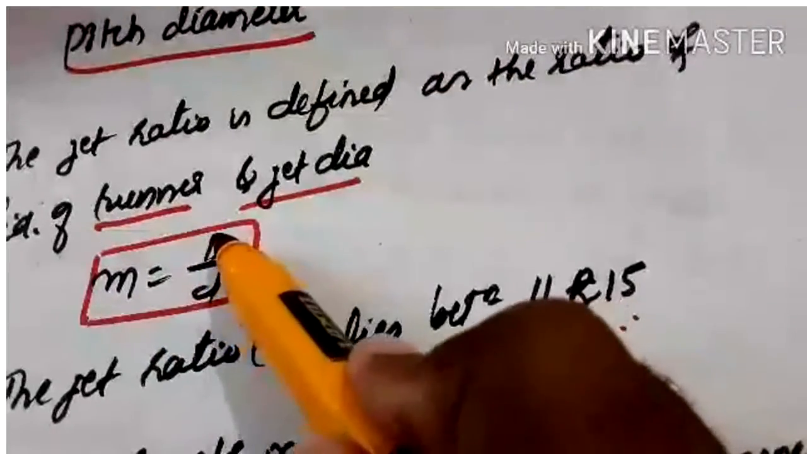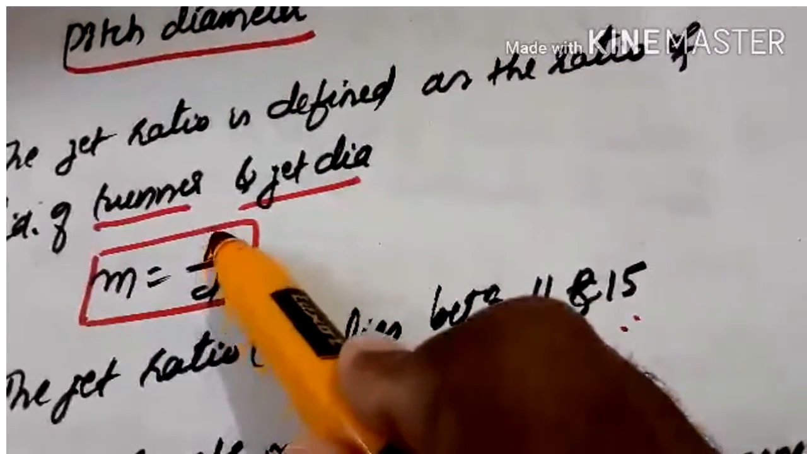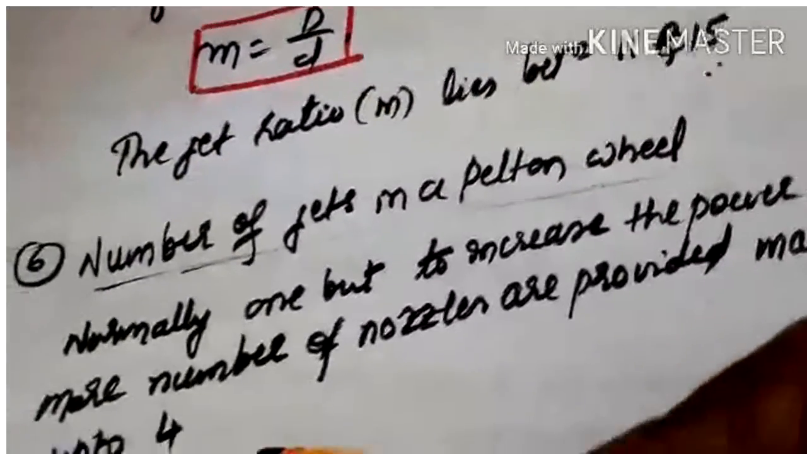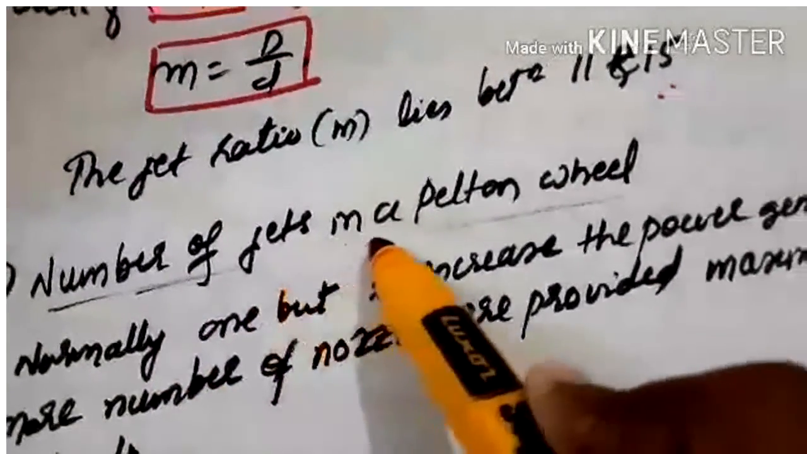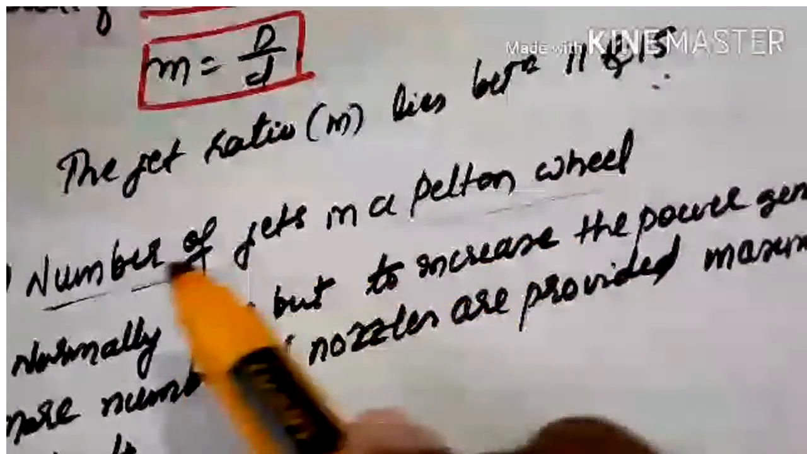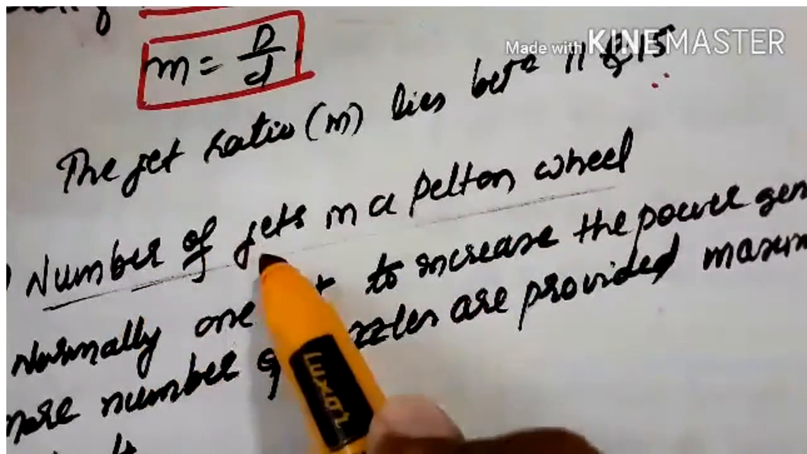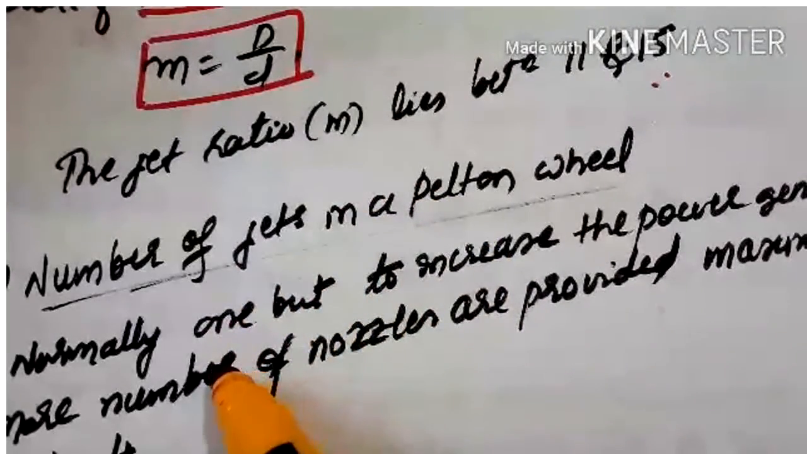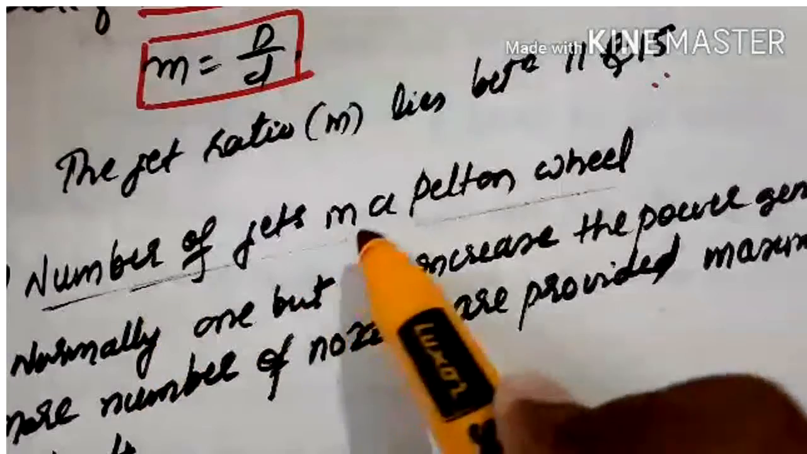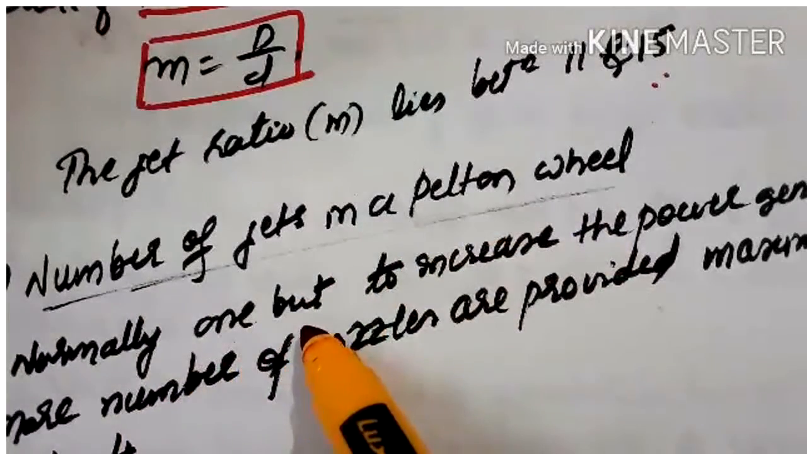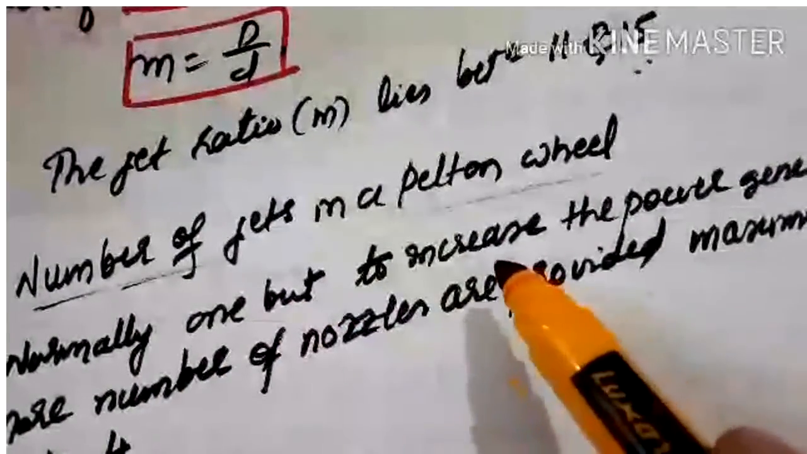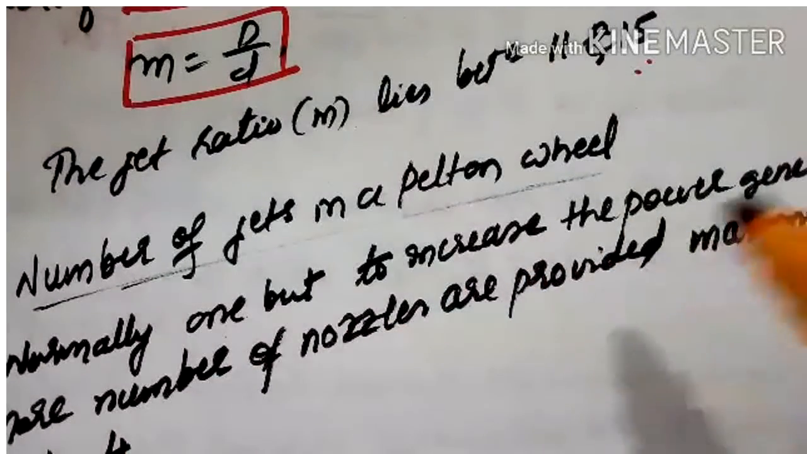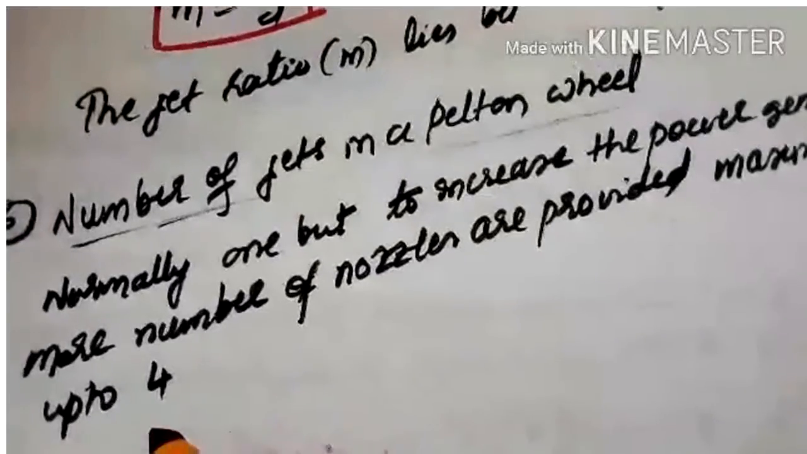The jet ratio means the ratio of the diameter of the runner to the diameter of the jet. Then the next parameter, the number of jets in a Pelton wheel, means the optimum number of jets required to generate maximum efficiency. Normally the number of jets in a Pelton wheel is one, but to increase the power generation, more nozzles are provided, up to a maximum of 4.